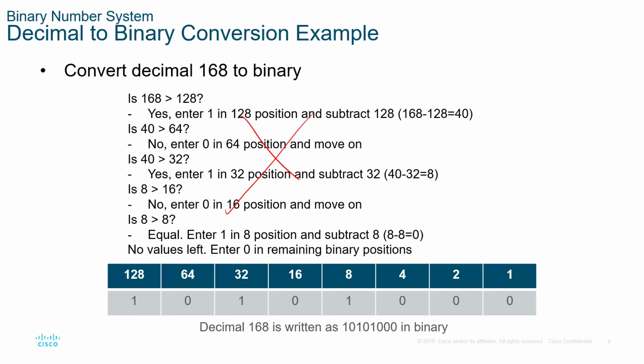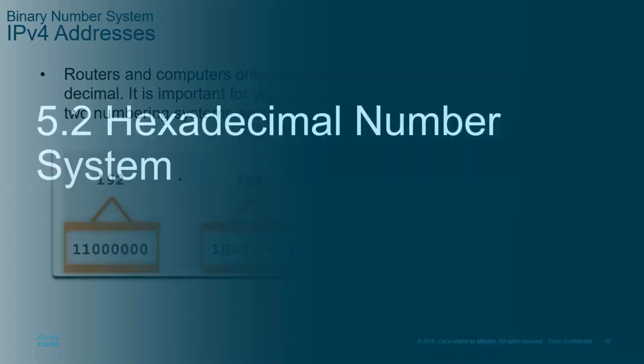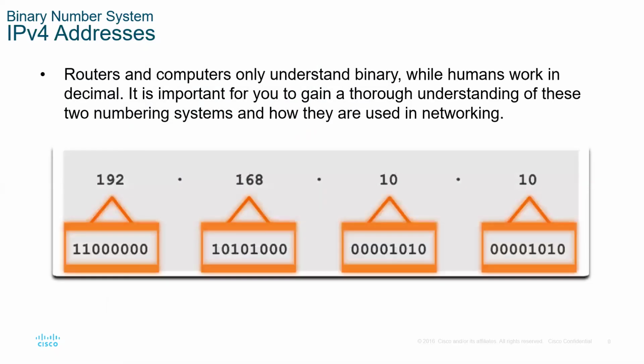All right, let's move. So here we're done. We've managed to convert from binary to decimal, from decimal, and back. Right. IP addresses. Routers and computers only understand binary, while humans work in decimal. It is important for you to gain a thorough understanding of these two numbering systems and how they are used in networking. So I think we are done. We've gone through this one. So this is the conversion from 192 to binary, 168 to binary. It's no longer a problem now at this point.